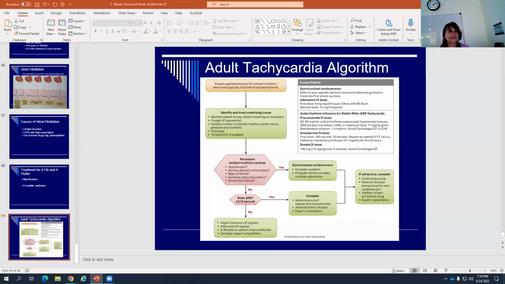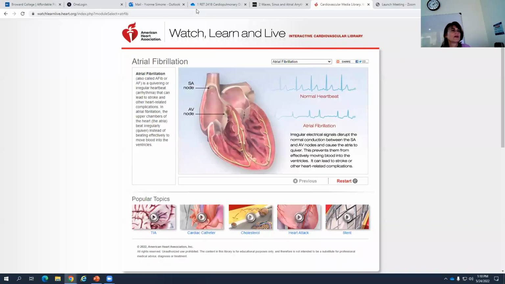All right, now it's quiz time. I am going to show you a rhythm. Where did I put it? Here. No, not there.